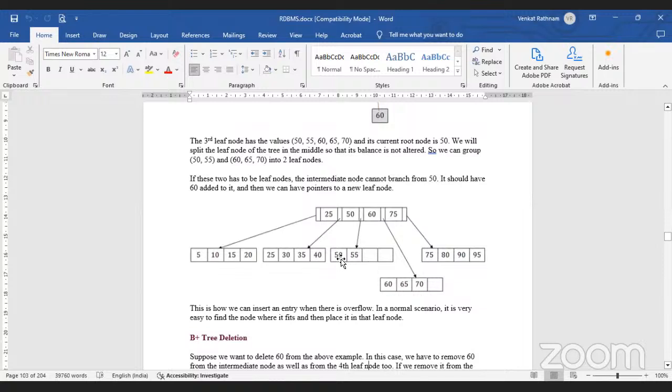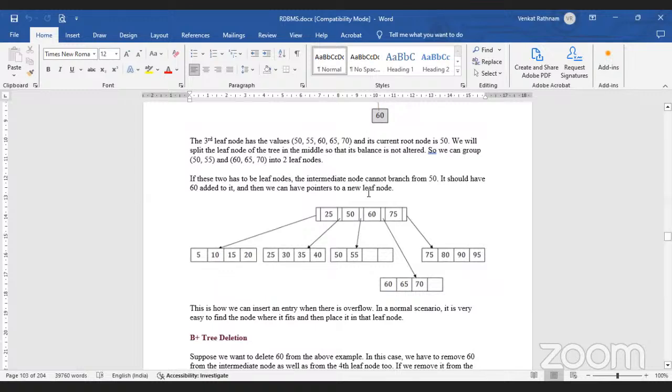See, again it is four nodes. So 50 is greater than or equal to 50, right side. 55 is greater than 50, so right side. 60 again, this is equal to 60, that's why it comes to the right side. 65, 70. So if you want to store 56, 57, it will come here. If you want to store 71, it will come here. Like that, you can insert the values in the B plus tree. So this is now a balanced B plus tree.